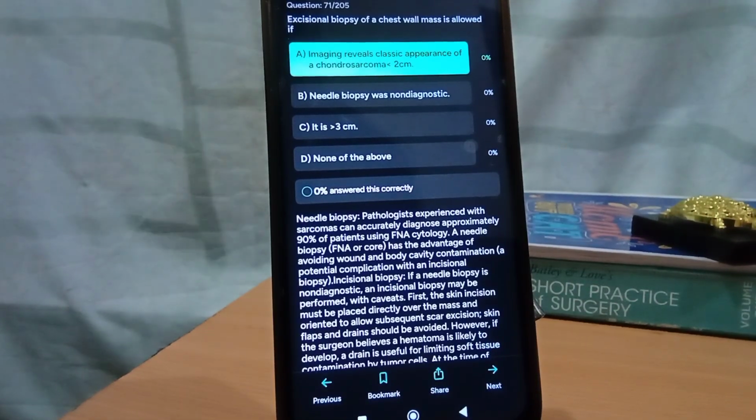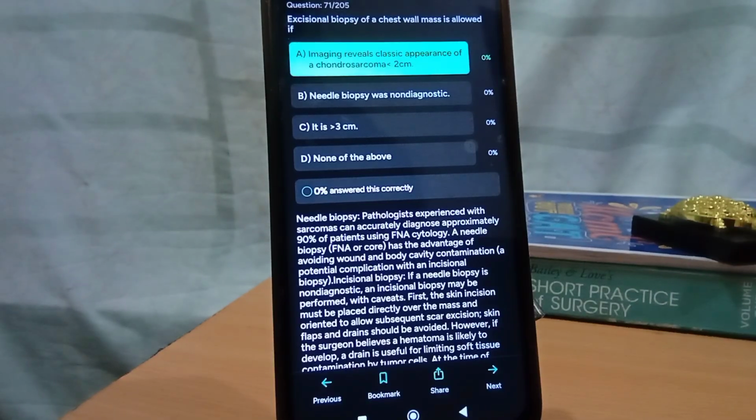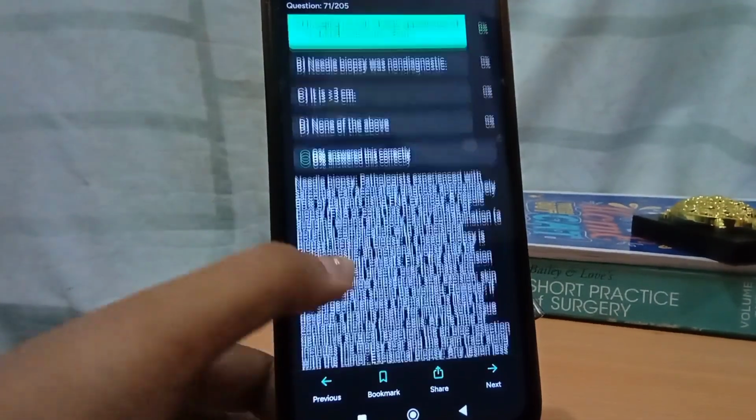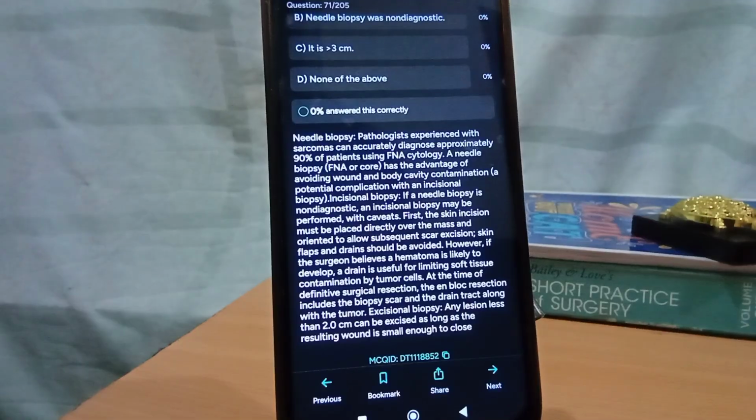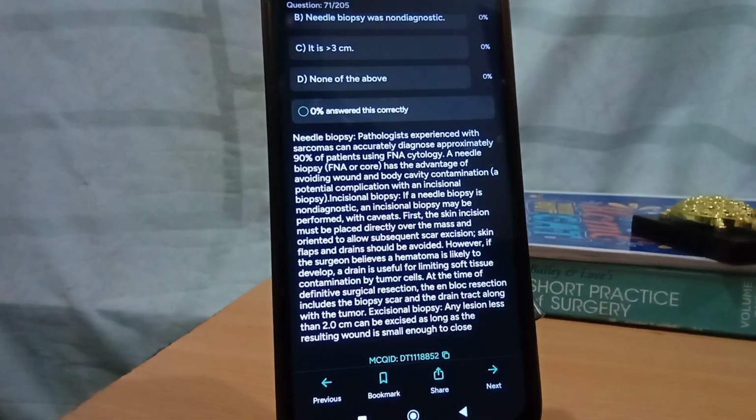If a needle biopsy is non-diagnostic, an incisional biopsy may be performed with caveats. First, the skin incision must be placed directly over the mass and oriented to allow subsequent scar excision. Skin flaps and drains must be avoided. However, if the surgeon believes a hematoma is likely to develop, a drain is useful for limiting soft tissue contamination by tumor cells. At the time of definitive surgical resection, the en bloc resection includes the biopsy scar and the drain tract along the tumor.